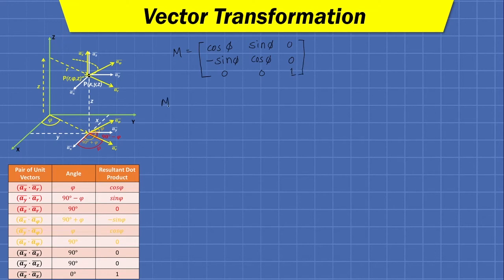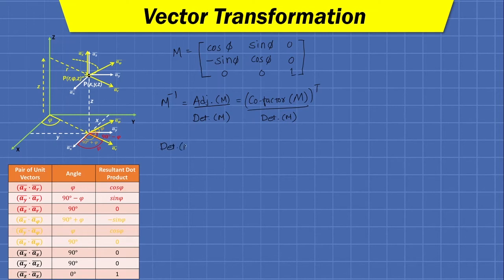Now we want to find the inverse of this matrix. The inverse of any matrix is defined as the adjoint of the matrix divided by the determinant of the matrix. We can also further simplify it as the cofactor matrix of M transpose divided by the determinant of the matrix. So to find an inverse, we first need to find the determinant.